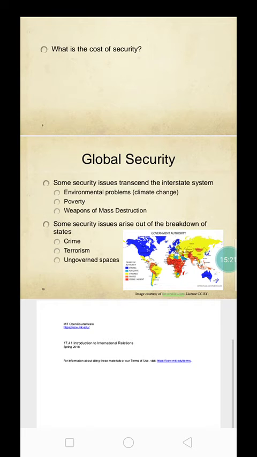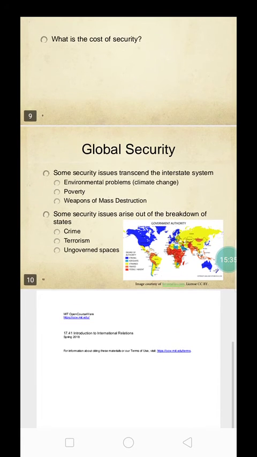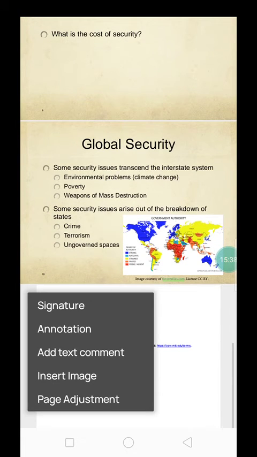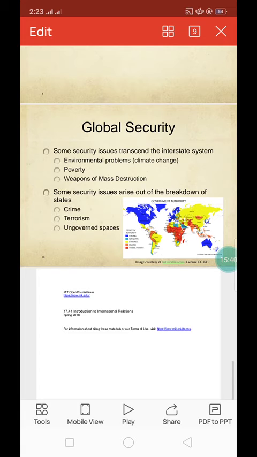This fact is an end in itself. It's why a true understanding of the threat is necessary. Some security issues arise out of the breakdown of state control. Crime: while globalization has led to an increased volume of legitimate cross-border financial transactions and investment, it has also allowed criminals to launder the proceeds of crime more easily.